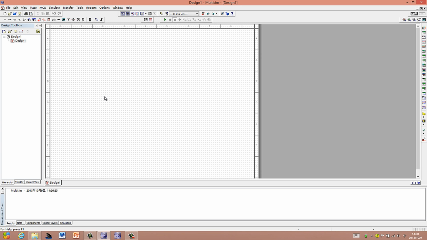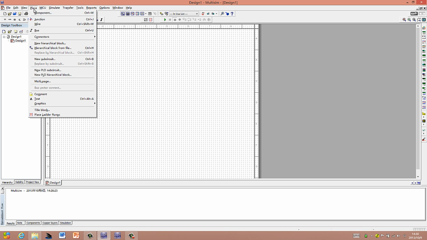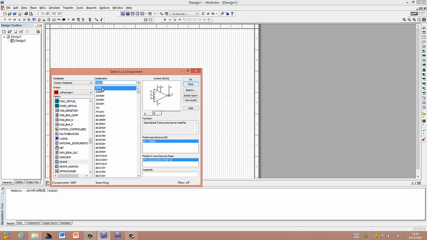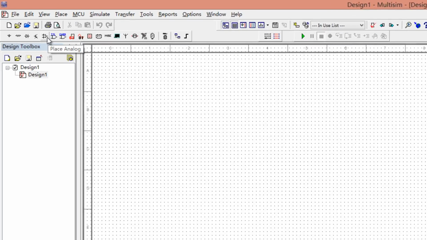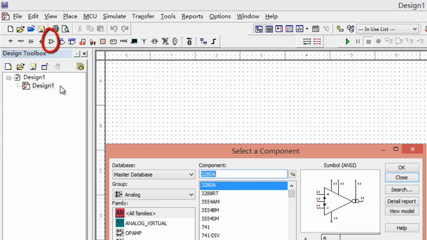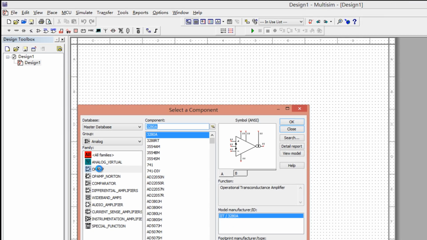There are 2 ways to place a circuit model of the op-amp in Multisim. One way is to choose Place Component, then choose op-amp on the left. Many op-amp models are listed on the right and can be chosen according to your requirement. The other way is quite simple. Click Place Analog in the toolbar, then you will see op-amp here.